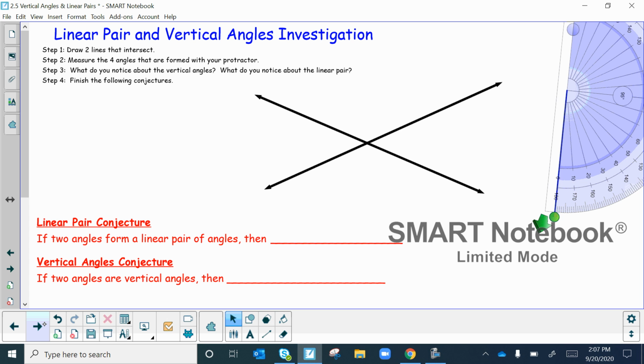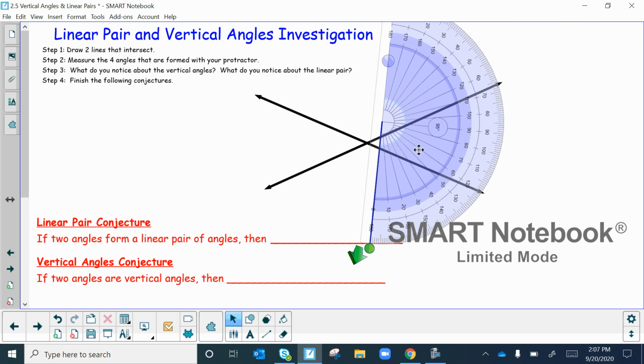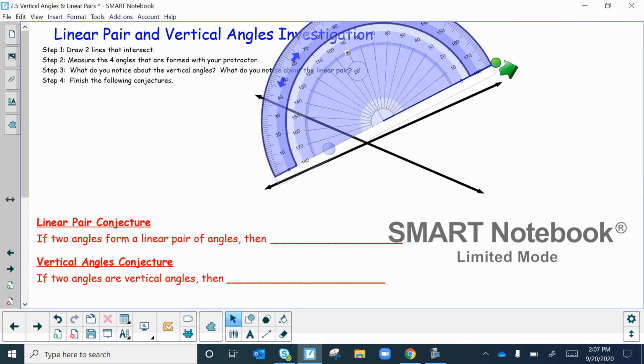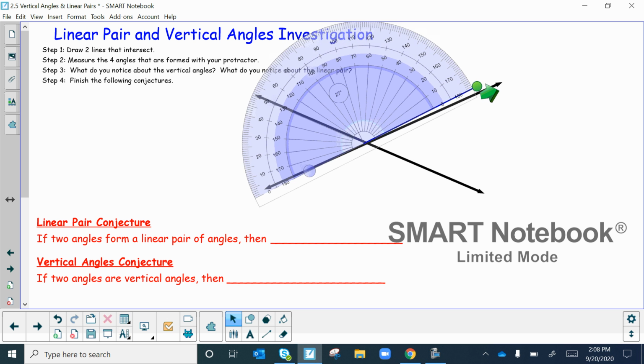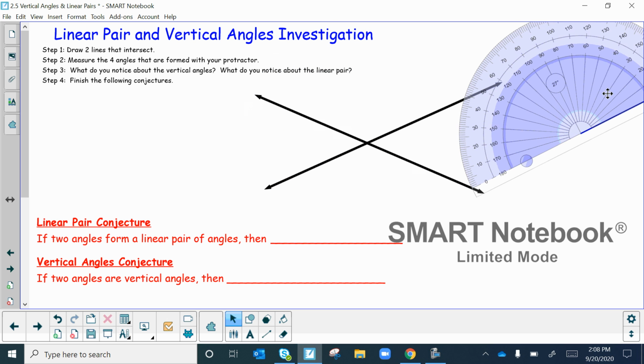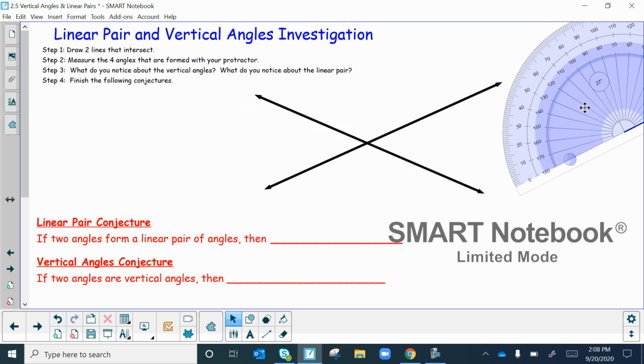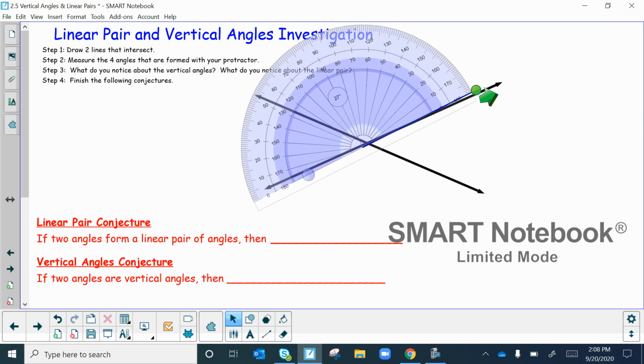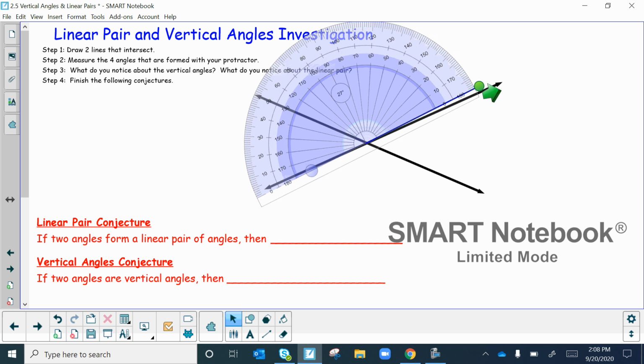So we're just going to show proof right now. We're going to do a little bit of deductive reasoning. And the same thing goes for vertical angles. You probably know the property of vertical angles already, so we're just going to show proof. Draw a pair of intersecting lines with your ruler, and then it says measure all four angles. So we're going to measure all four angles with the protractor.